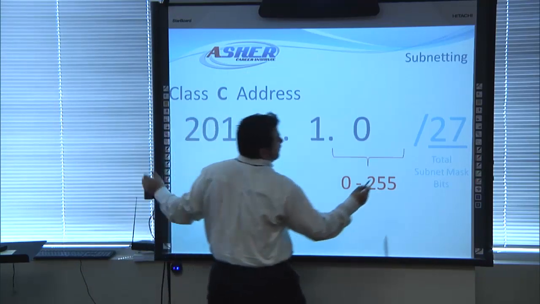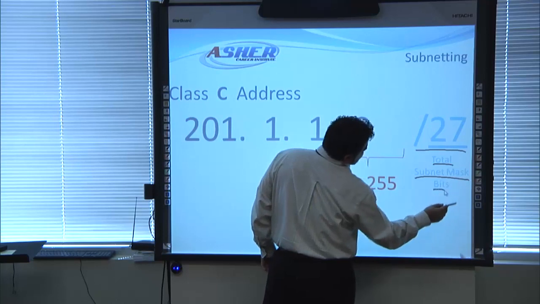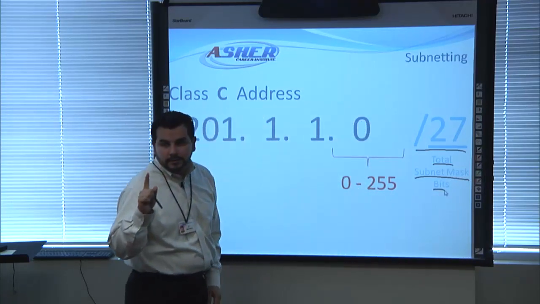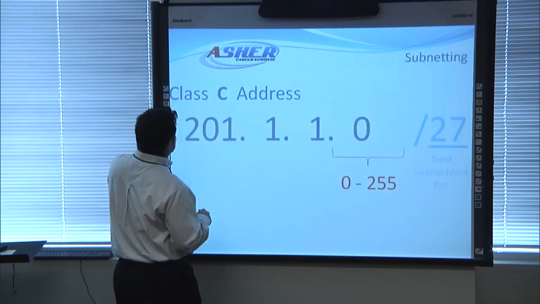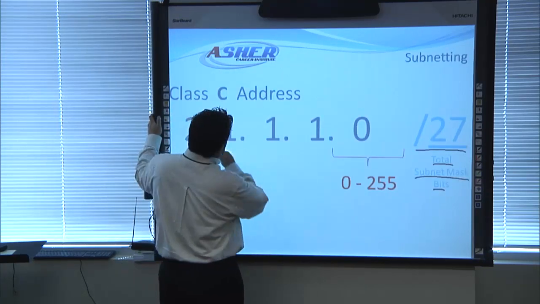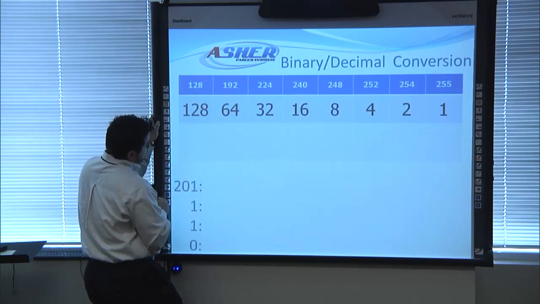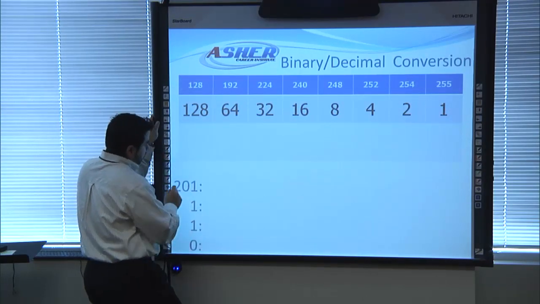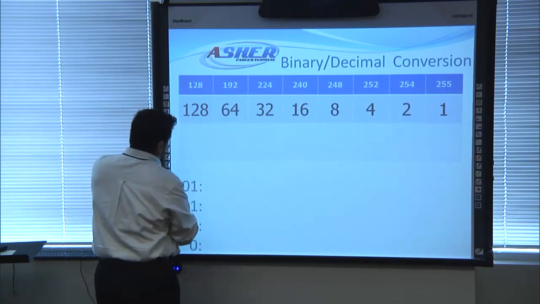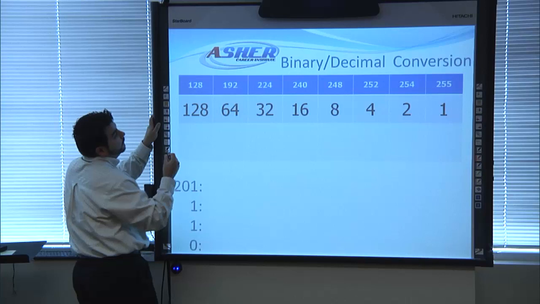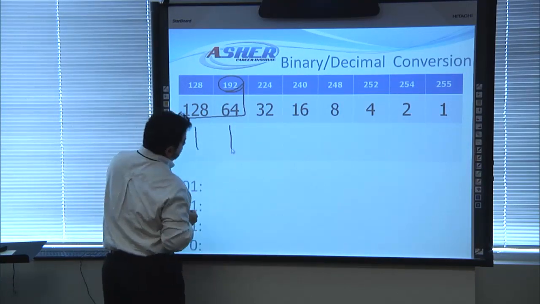All that 27 means is the total subnet mask bits, or the total ones. That's how many ones there are in the subnet mask. First and foremost, we've got to break this number down into binary. Let's look at it here, 201.1.1.0. How do we get 201 in binary form? What's the closest number to 201 without going over? 192, which means we're going to use these 2 bits here.